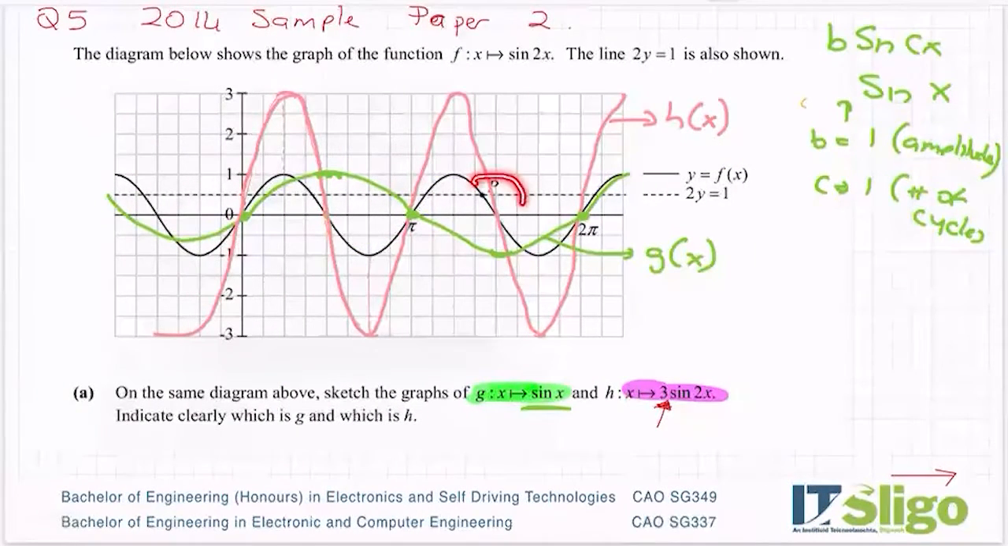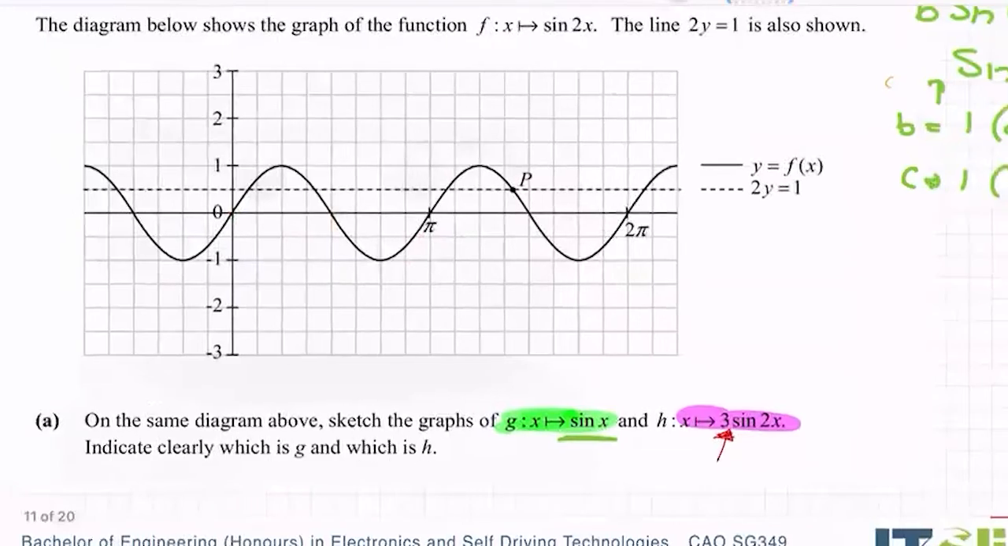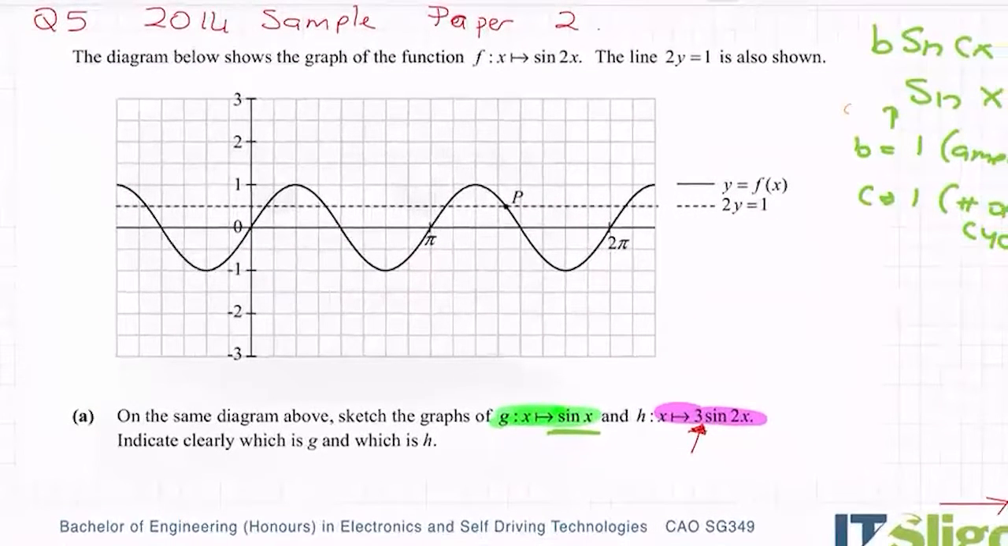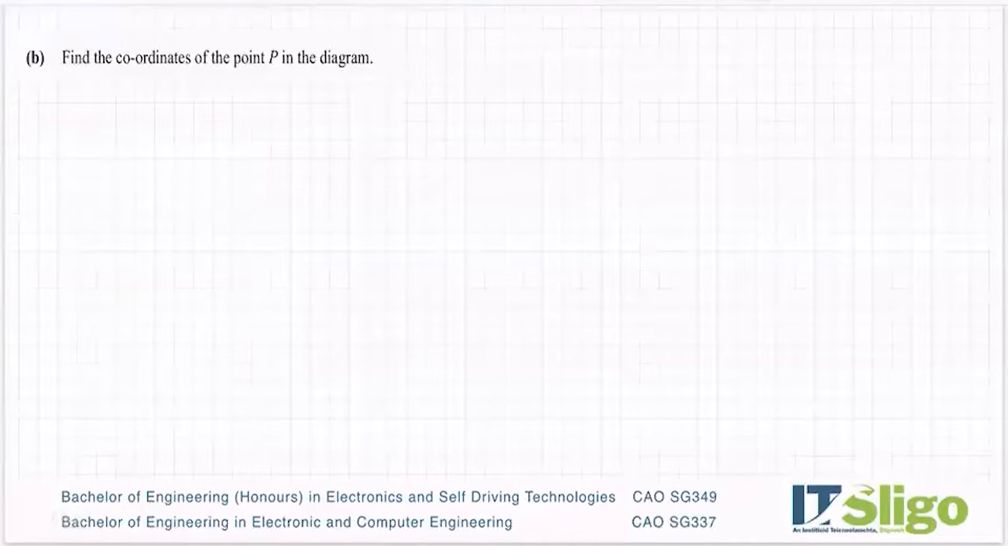So point P is here. I'm going to delete it off altogether because this is in the recording, because I want to show you a few things about P. If you look closely at this diagram, P lies on this function, which is f of x, which is sine 2x, but P also lies on the other line, 2y equals 1. So the point P is the point of intersection of these two lines, or where these two lines equal each other. Let me write that down.